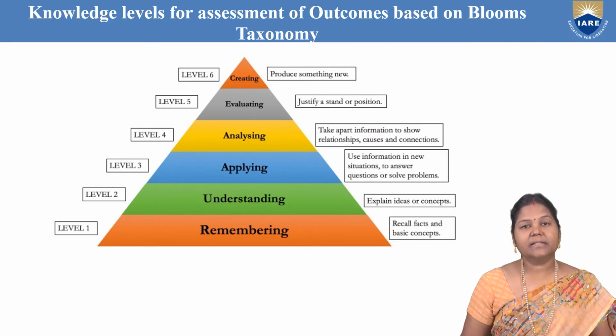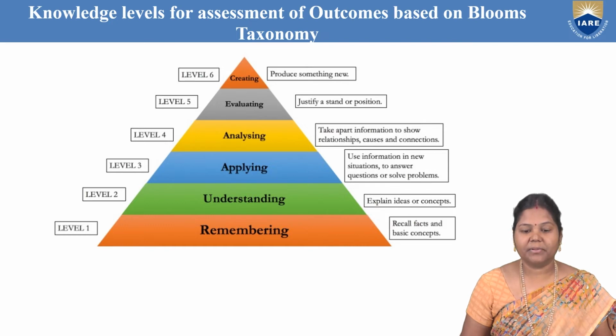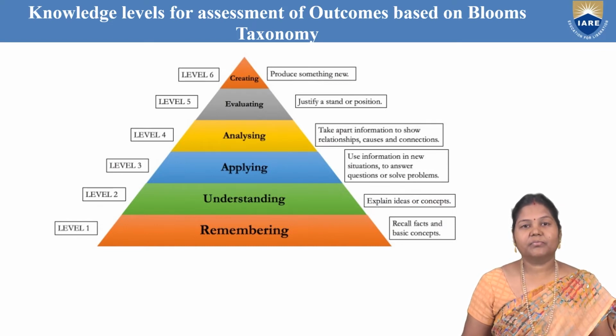At the highest level in the pyramid, we have the create level, where the student is required to produce something new. It may be a new idea generation, a research oriented concept, or a new algorithm formulation. That is achieved by a student at this level. So, these are the 6 levels of Bloom's taxonomy. Based on that, we have to do the assessment, and the assessment is of 2 types: direct assessment and indirect assessment.